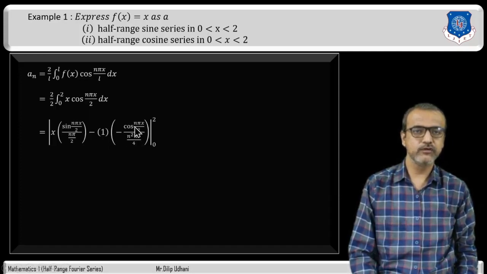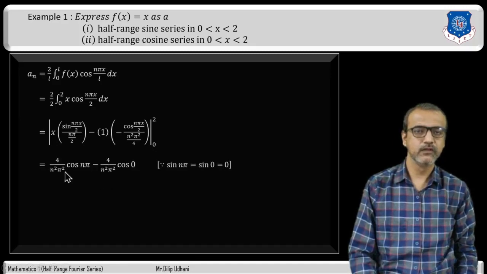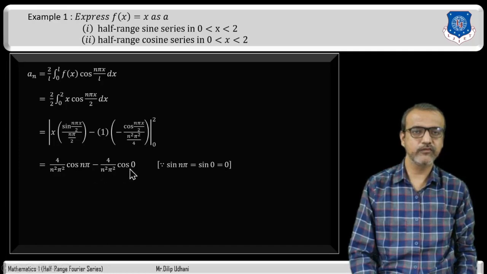So for x equals 2, we will have this term, and then after replacing x by 0, this term will be eliminated because here it is x, and if you replace x by 0, it will become 0. And for this term, it will become cos 0, and the value of cos 0 is 1. So we will have two terms. For the upper limit, we have this term, and the simplification of this term is 4 upon n square pi square cos n pi. And then for lower limit 0, the term is minus 4 upon n square pi square cos 0. And you have to write down this reason because sin n pi and sin 0 are both 0.